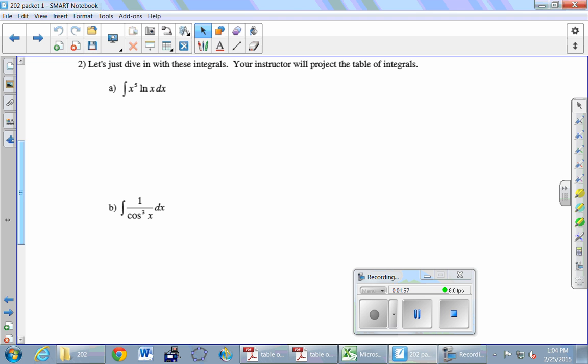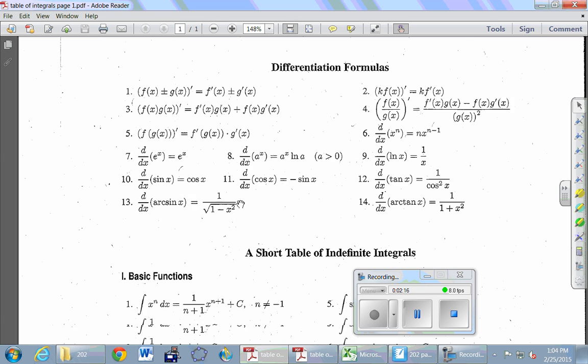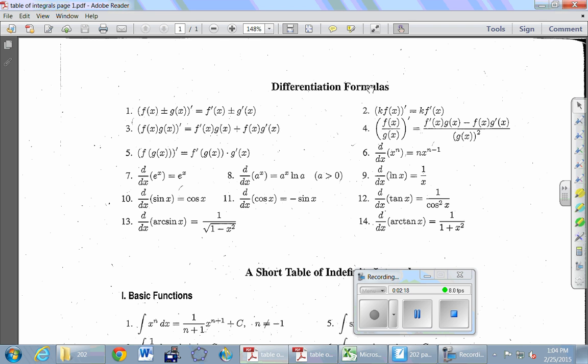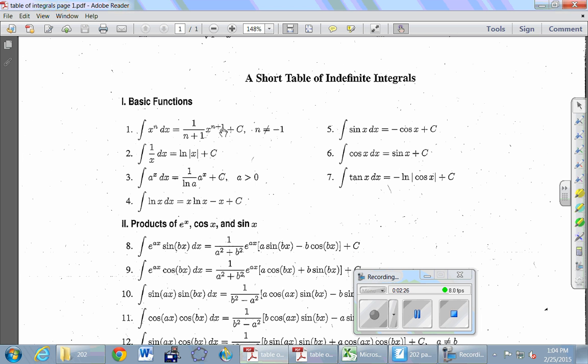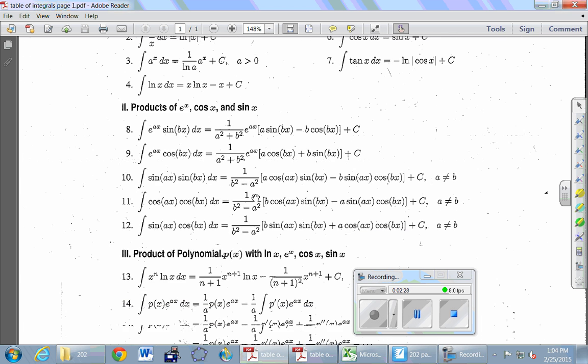Number 2, part A: the integral of x to the 5th times ln of x. We are looking for one of the formulas on this page that looks something like this. Is there a front and back? Front and back. To help you, this is probably the first time you're looking at this table. What you'll want to do first is recognize the bold titles at the top of each section. The top section is the differentiation formulas, and then we have the short table. You have your basic functions, and then some products of e's and cosines and sines.